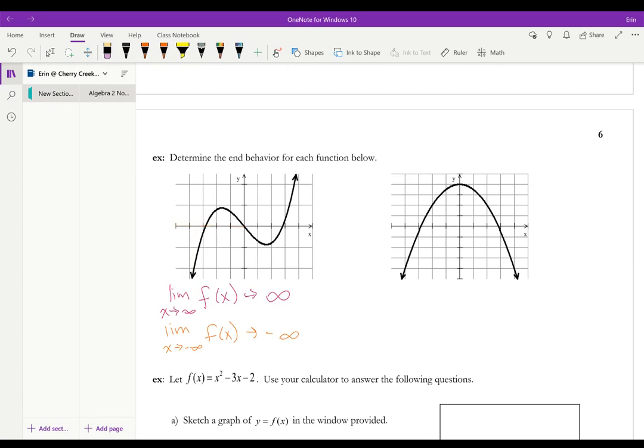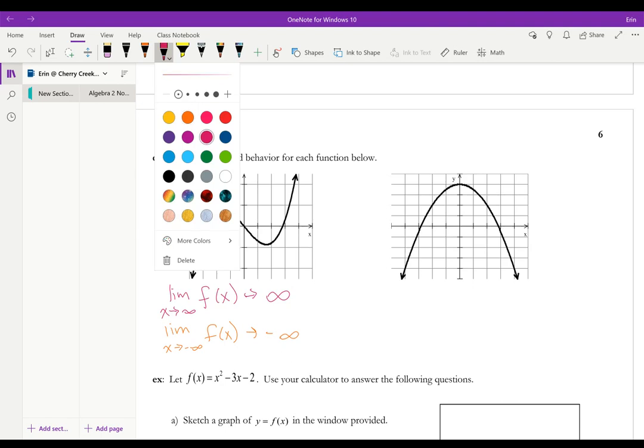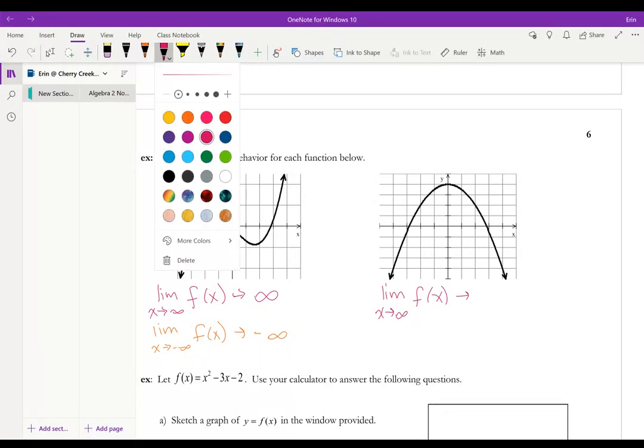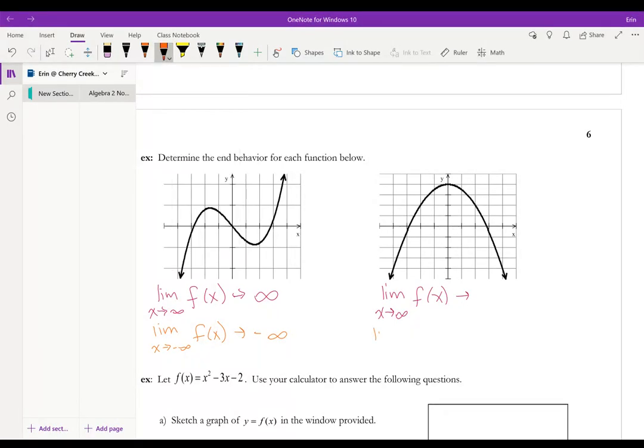Let's try another one. So again, I'm going to start by just writing my limit notation. The limit as x approaches positive infinity of f of x. And secondly, the limit as x approaches negative infinity of f of x. So for my first limit, I want my eyes to move to the right of my graph. This is when x goes to positive infinity.